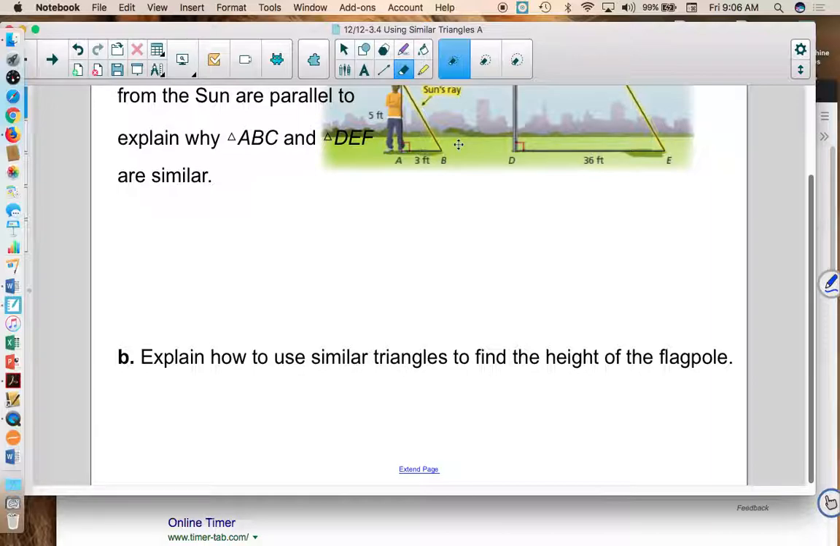You're saying if I take the 3 and 36, that's going to be equal to 36 and x, right? Okay, and you're saying because this was multiplied by 12 to get 36, if I multiply 5 by 12, I get 60, or the height of the flagpole, okay? That is definitely one way to do that.